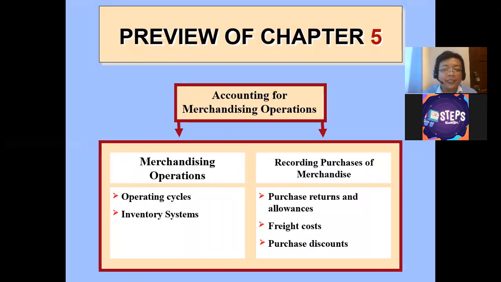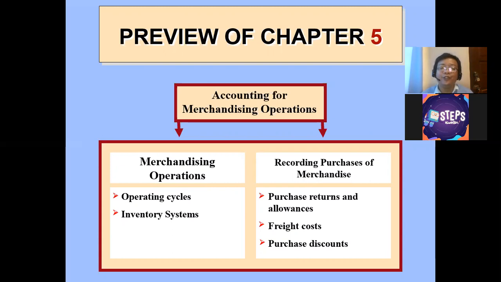So, accounting for merchandising operations. You have here merchandising operations and the purchase. As you notice in terms of merchandising, what do you mean by operating cycle? If you read accounting for merchandising, what do you mean by operating cycle or inventory system? Mika? Basically they buy inventory and then you sell it at a markup. Very good, Mika.